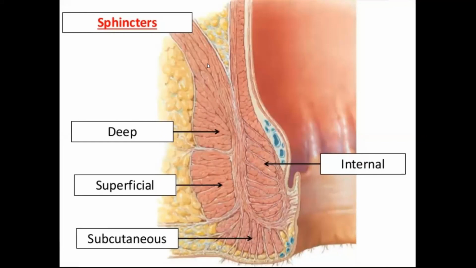What's the nerve supply for the external sphincter? Somatic nerve. This one is autonomic. Okay? Clear?